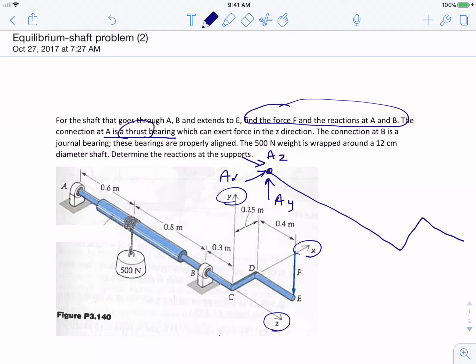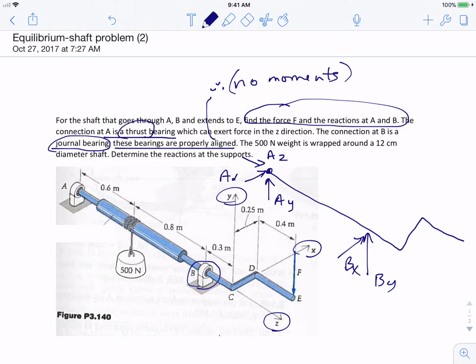The connection at B is a journal bearing, and that means that support is possible. Sorry, I put that in the wrong spot. That means that support is possible, and I'm talking about the position here at B. So we have a BY and we have a BX. Now, normally, a journal bearing also could have reaction moments. However, we're told that these bearings are properly aligned. Properly aligned translates to being no moments. So that's what you get out of the words properly aligned.